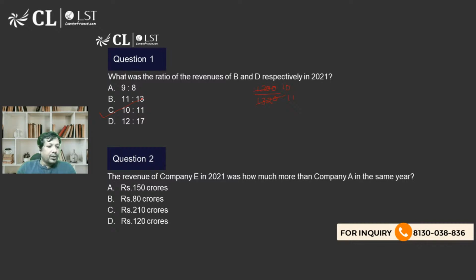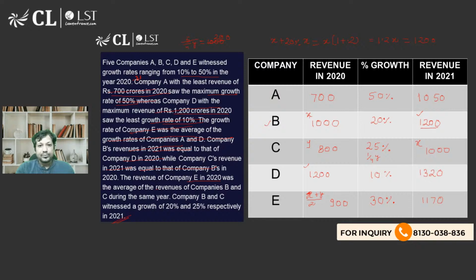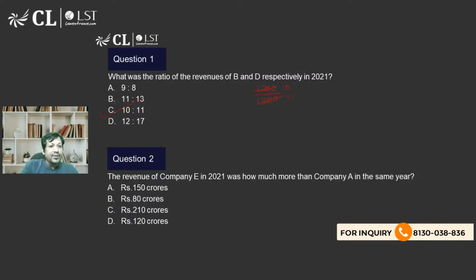Now, what about the next question? The revenue of company E in 2021 is how much more than company A in the same year? So in 2021, revenue of E is 1170. Revenue of company A is 1050. So what is the difference? The difference we are going to get is 120. So the answer of this question becomes 120.